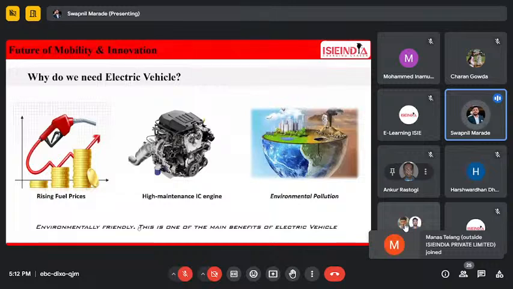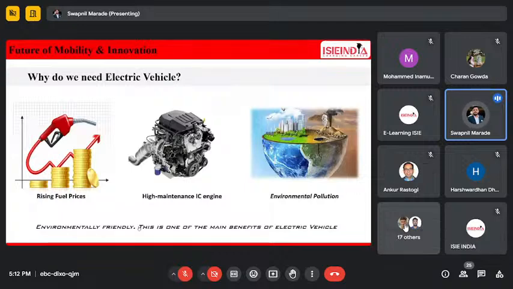Petrol and diesel prices are rising. Thereafter, IC engines have high maintenance as compared to electric vehicles; conventional vehicles have high maintenance of engines and their other moving parts. Thereafter, we can say environmental pollution like land pollution, noise pollution, air pollution. So those are the issues, and that is why we need electric vehicles, right? Rising fuel costs, high maintenance, and environmental pollution are the reasons we need electric vehicles.